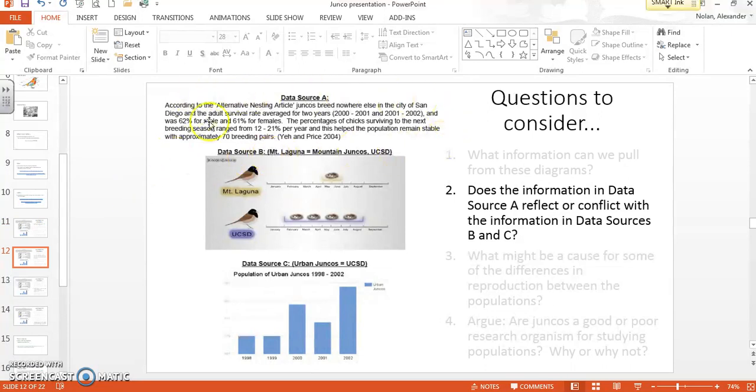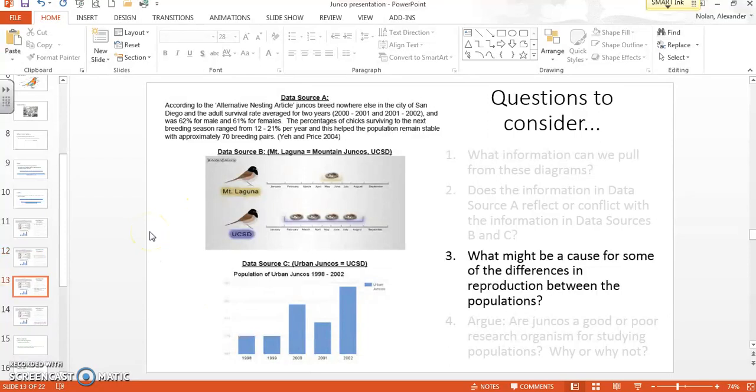Does the information in data source A reflect or conflict with the information in B and C? There's a sort of an argument for or against that. So I want you to look at those and think, does that really conflict, or is it saying the same thing? What might be a cause for some of the differences that we see in reproduction between the populations? We see that there are breeding season differences and differences in the number of broods that they can have. What could be some differences based on what you know about the UCSD campus and the Laguna Mountains?